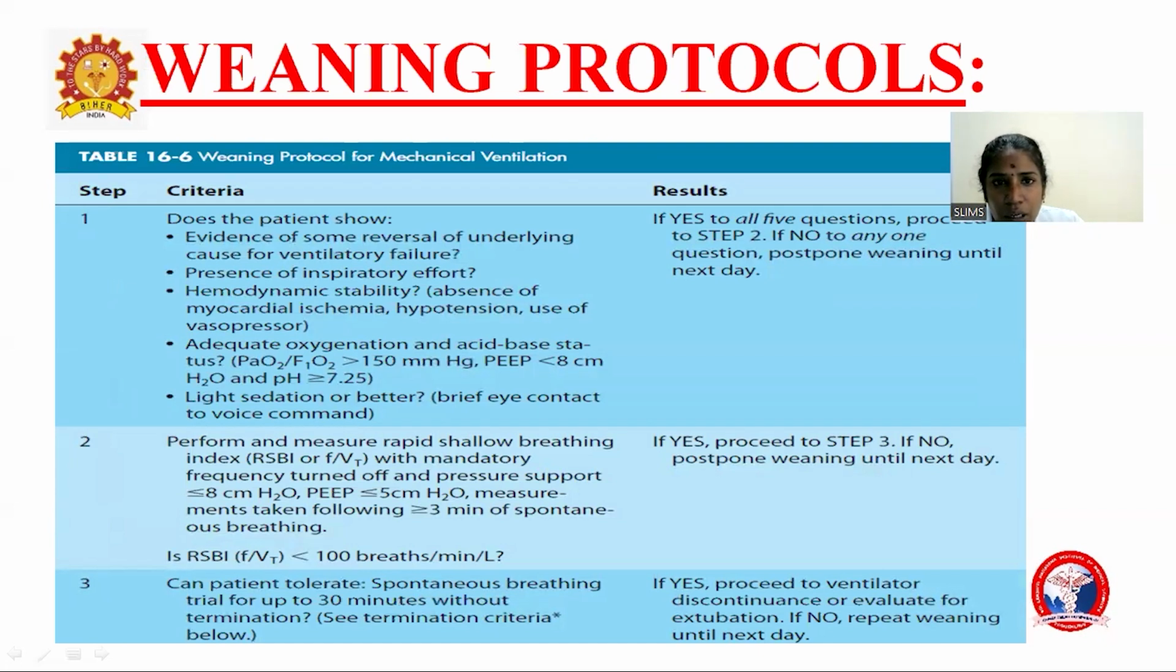Then moving on to the weaning protocol from a mechanical ventilator. First step: does the patient show any evidence of reversal of the underlying causes of ventilatory failure, or presence of any inspiratory effort or not? Is hemodynamic stability present, that is, absence of myocardial ischemia or hypotension or use of any vasopressor? If the patient meets these, then we can consider the next criteria.